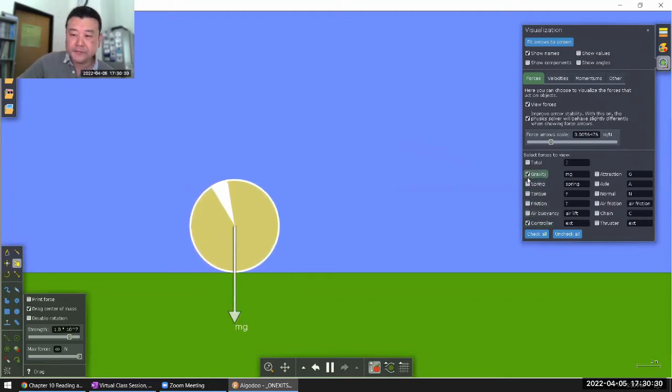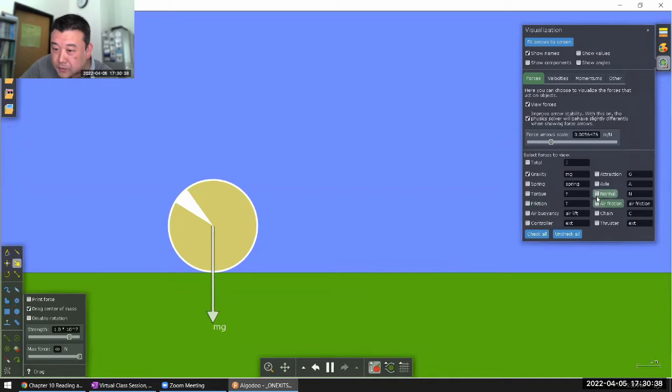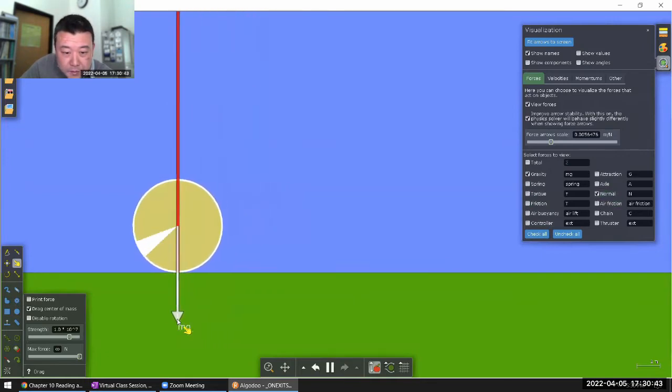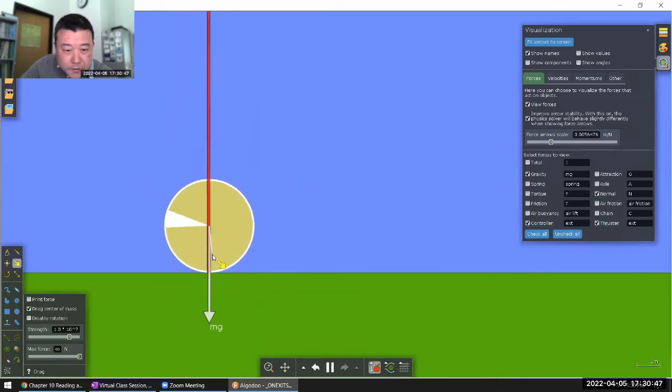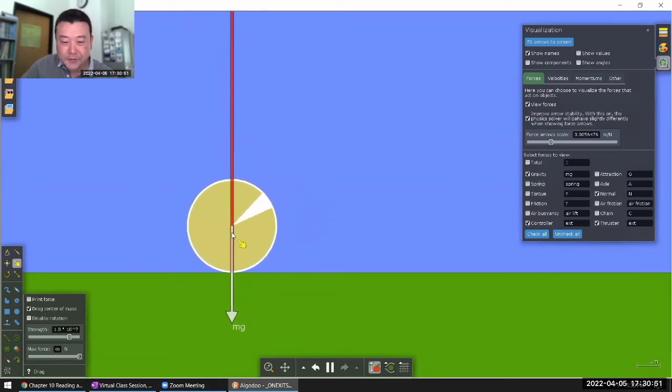I can't tell. My finger thing doesn't show. Let's see. Normal force. So my finger thing is at least as large as the normal force bar. Oh well. Sorry. So yeah, let me just turn on all the forces.